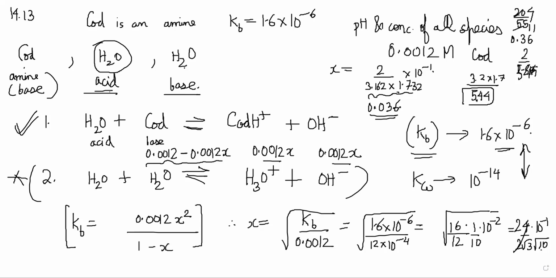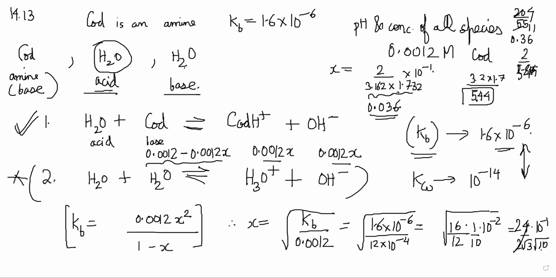However, he is ignoring it. He has done the root of 4. Okay, our calculation is only wrong. He got 4.4 into 10 to the minus 5. Kb is this, so minus x. What have we done wrong? One second. 0.0012 minus x plus x plus x. Oh, he has done plus x square by this, right?